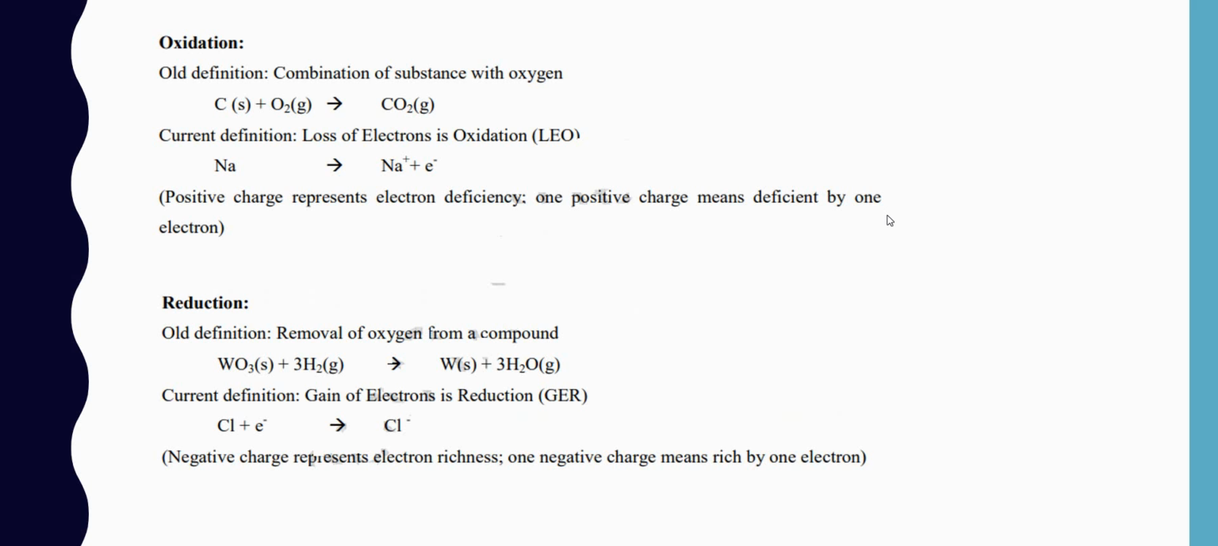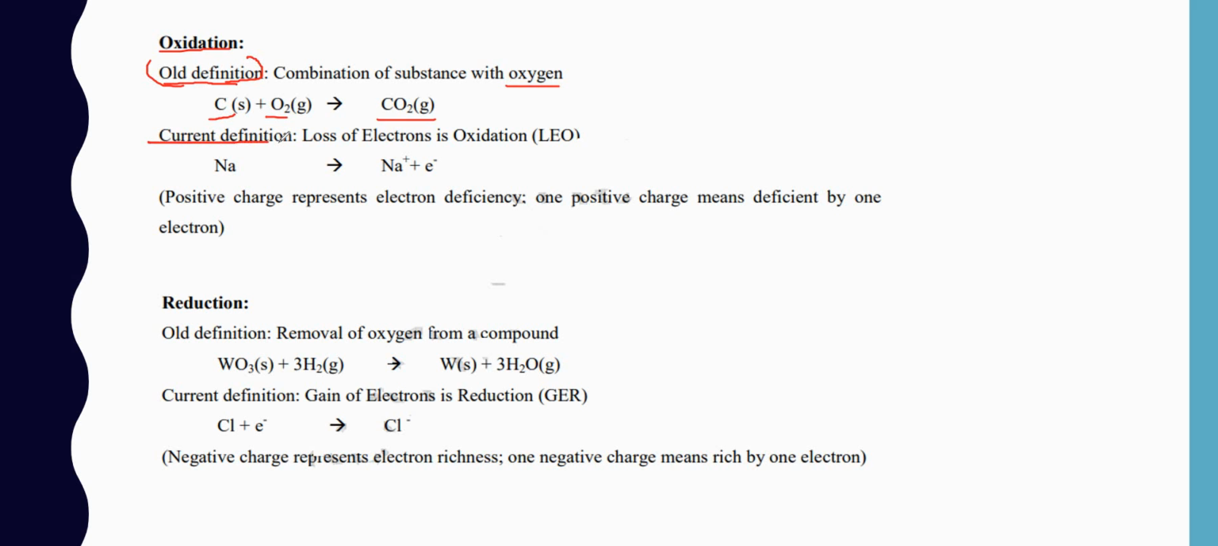Next, oxidation and reduction. The old definition of oxidation is the combination of a substance with oxygen. Like if carbon combines with oxygen and forms carbon dioxide, we call it oxidation. This is the old definition of an oxidation reaction.